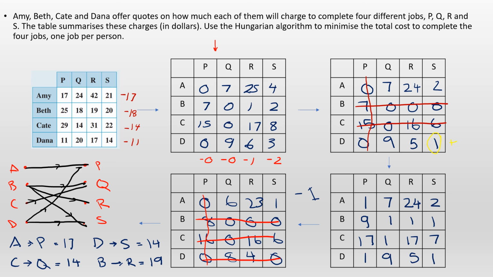So for the total, we would add those up. So 17 plus 14 plus 14 plus 19 equals $264. So that is the minimum cost to complete the 4 jobs if one person was allocated to one job.